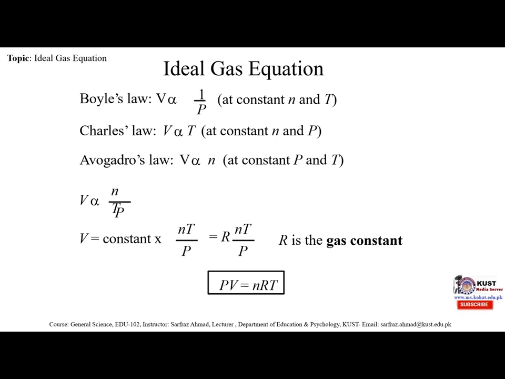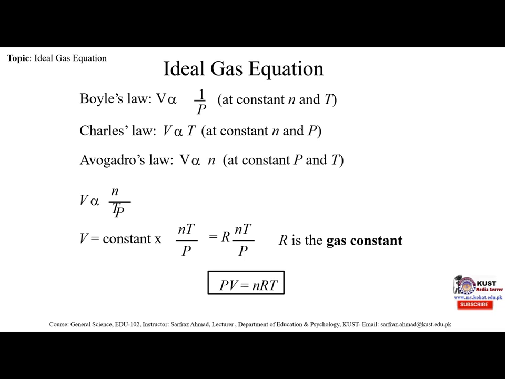And at constant N and T, number of molecules and temperature, then Charles's law states that volume is directly proportional to temperature, and this is at constant N and P. And in Avogadro's law, volume is directly proportional to N, and that is at constant P and T. So volume is directly proportional to N divided by T into P. Because volume here is proportional to 1 upon P, then volume is directly proportional to T, and then volume is directly proportional to N.